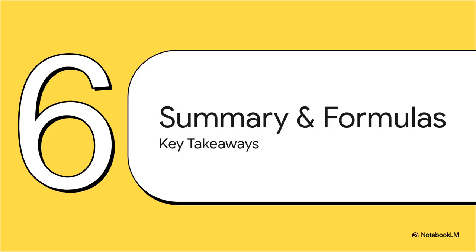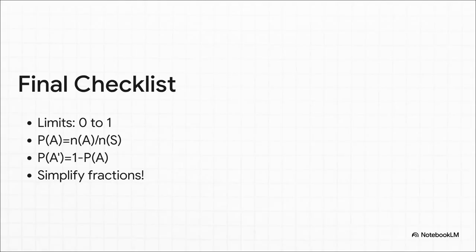Let's wrap this up. Section 6. Summary and Formulas, Key Takeaways. Here is your final revision checklist, so lock this in. Probability must sit between 0 and 1. Memorize your master formula: P of A equals n of A over n of S. Remember the complement rule: P of A prime equals 1 minus P of A.